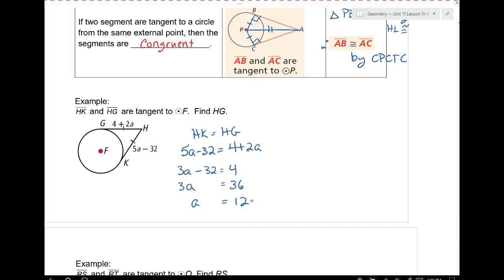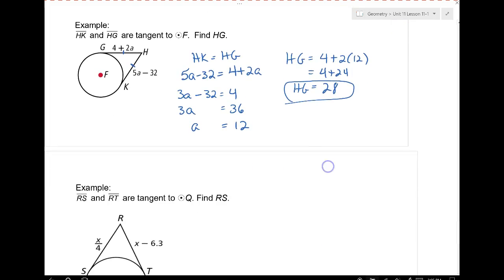12. Are we done with the problem? Nope, we're looking for the length of segment HG. Well, that's the same as 4 plus 2 times 12. It's going to be 28. There you go.